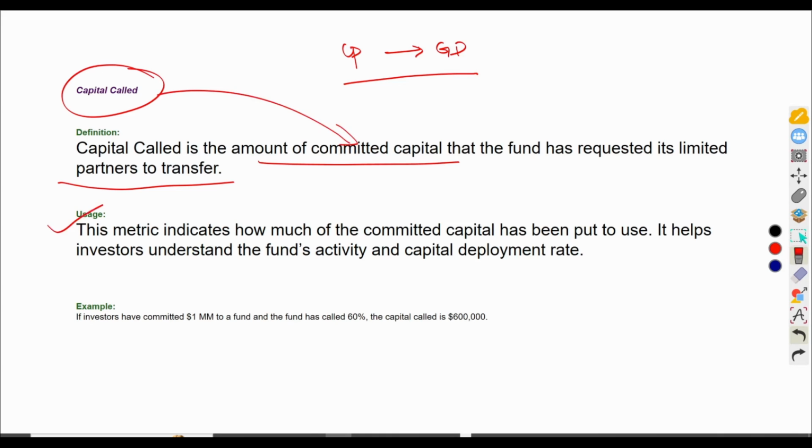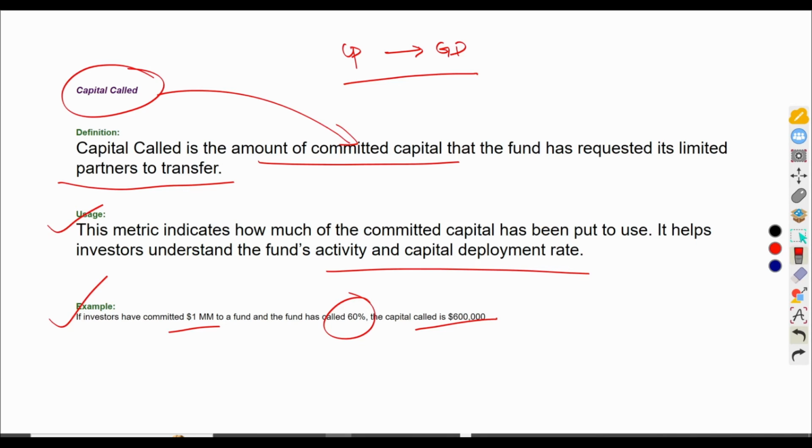So if I talk about uses, this metric indicates how much of the committed capital has been put to use. It helps investors understand the fund's activity and capital deployment rate. If I take an example, let's say an investor has committed 1 million to a fund and the fund has called only 60%, so it means capital called is 0.6 million or $600,000.